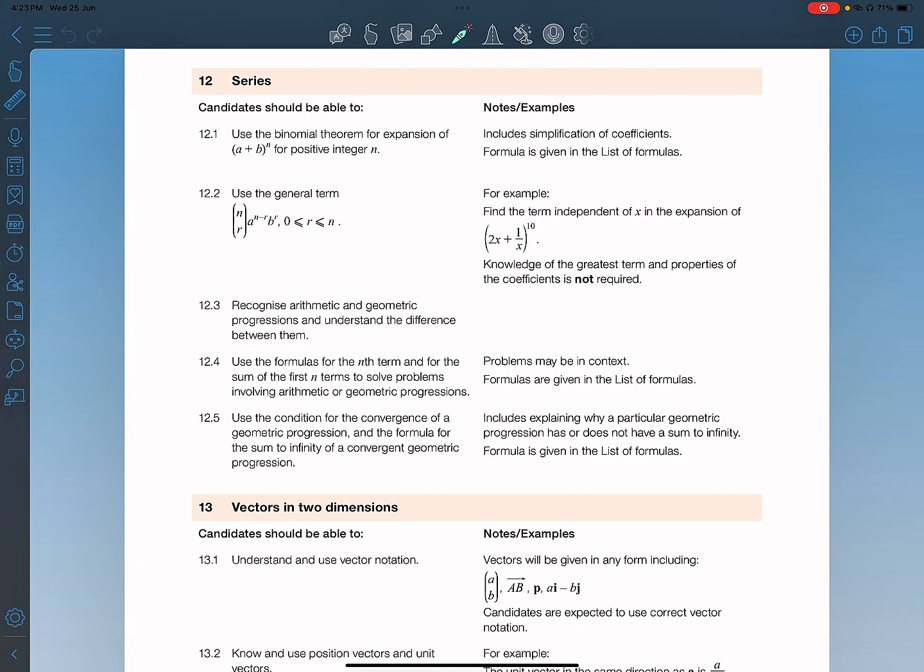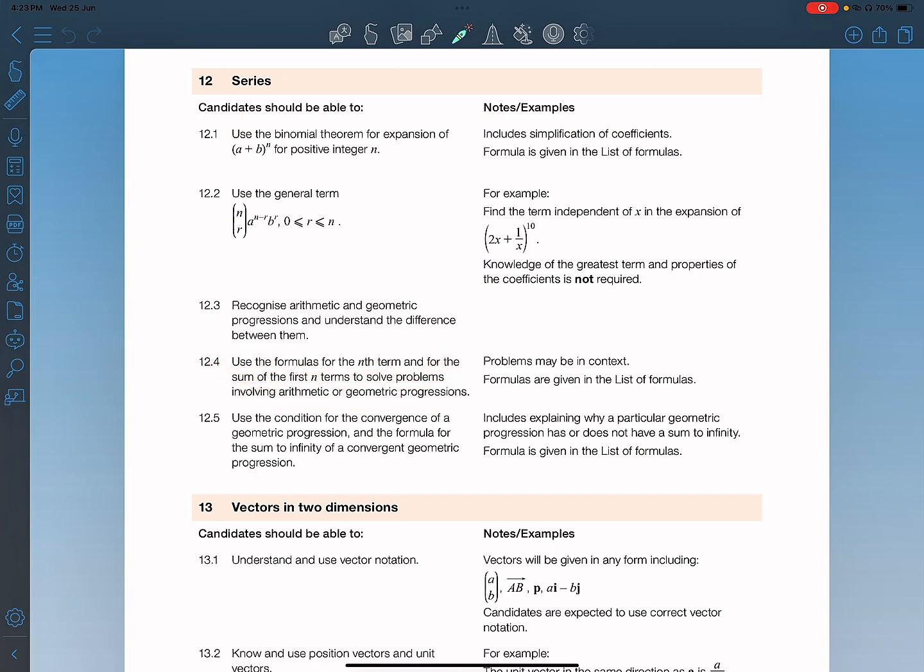And today we're going to take a look at the arithmetic and geometric progression from the series chapter of the 4037 additional mathematics syllabus. So, what does the syllabus statement say? 12.3 states to recognize arithmetic and geometric progressions and understand the difference between them. 12.4 states to use the formulas for the nth term and for the sum of the first n terms to solve problems involving arithmetic or geometric progressions.